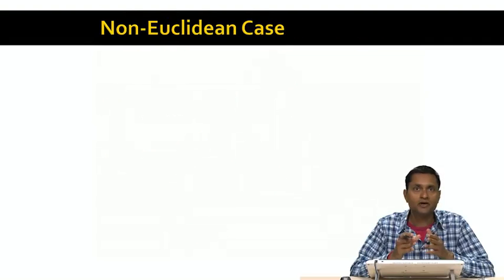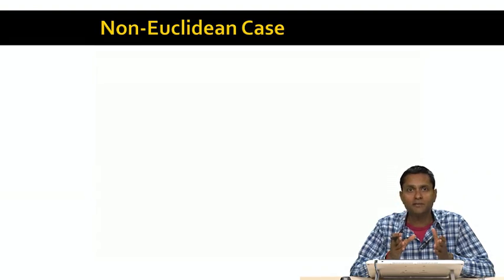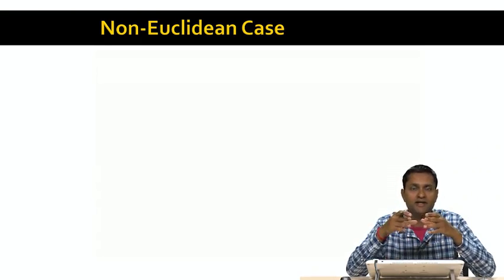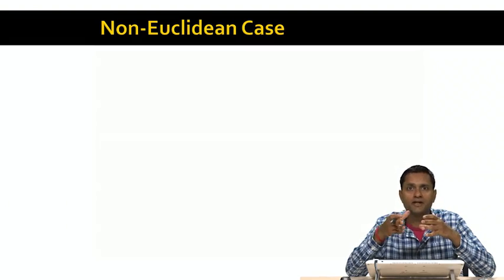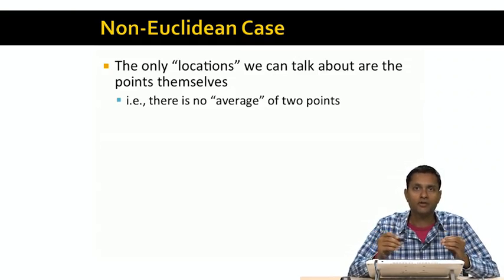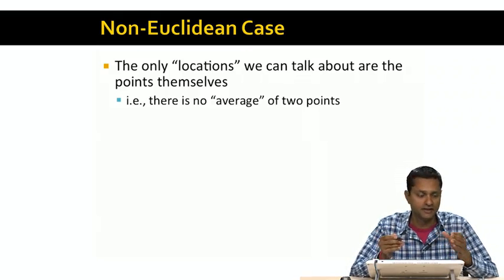Now that was the easy, or Euclidean, case of hierarchical agglomerative clustering. But what if we have a non-Euclidean space? The problem with a non-Euclidean space is that it's not possible to average points and create a centroid. The centroid may not be a valid point in the non-Euclidean space. So the only points or locations we can talk about in a non-Euclidean space are the points themselves. There is no concept of average. And therefore, we cannot continue using the centroid to represent a cluster.